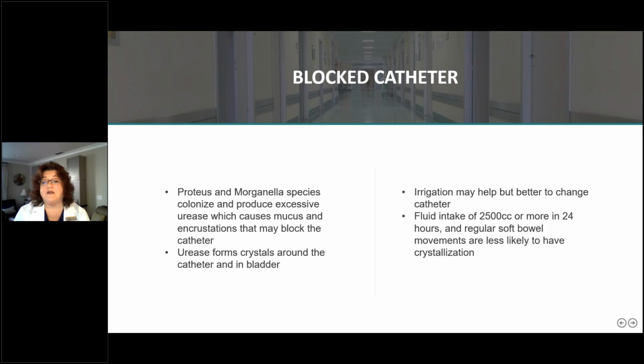So fluid intake of 2,500 cc's or more in 24 hours is best for these patients, and regular soft bowel movements are less likely to have the crystallization. Again, that lack of constipation is very, very important for indwelling.